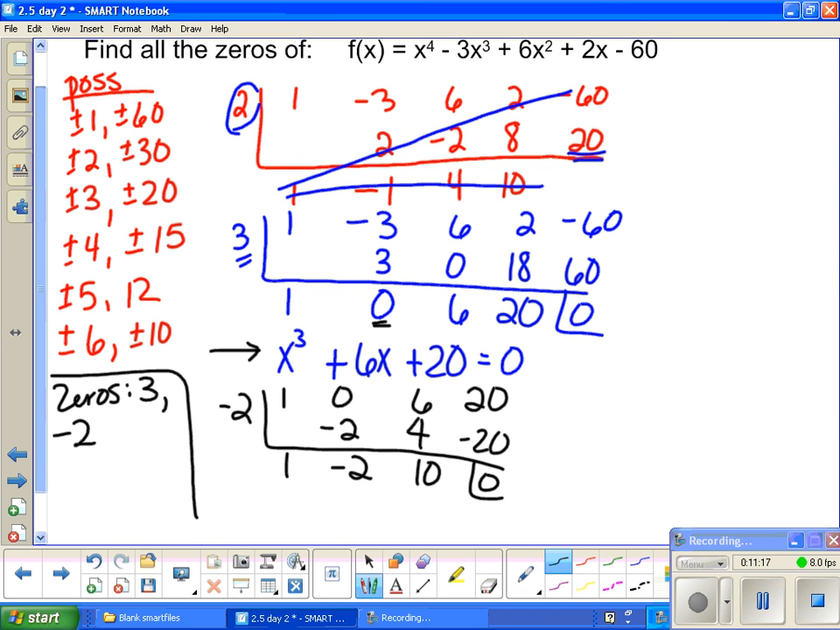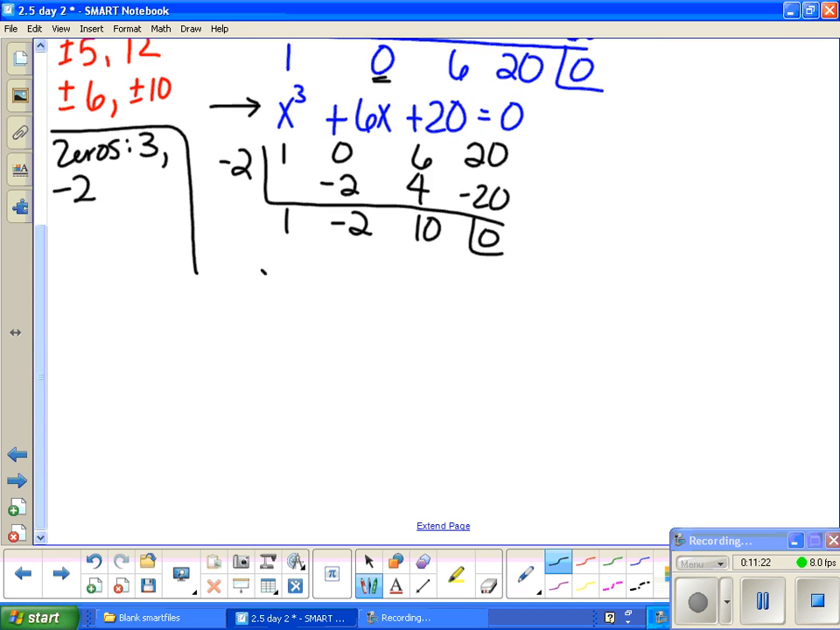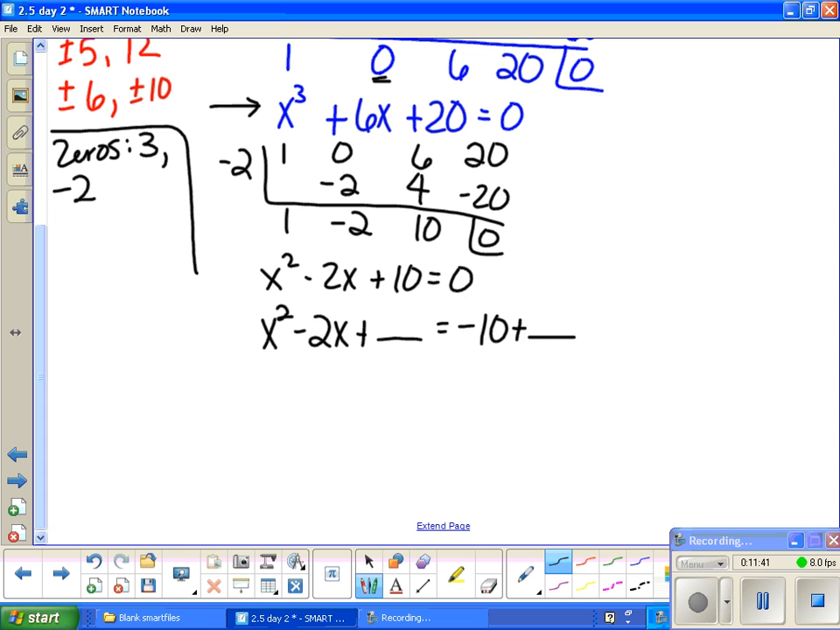Okay, so now what do I have left? I have x squared minus 2x plus 10 equals 0. It's not factorable, but my middle term is an even number, so I'm going to go ahead and complete the square. X squared minus 2x plus something equals negative 10. So negative 2 divided by 2, negative 1. Negative 1 squared is 1, so I'm adding 1 to both sides. This factors to x minus 1 squared equal negative 9.